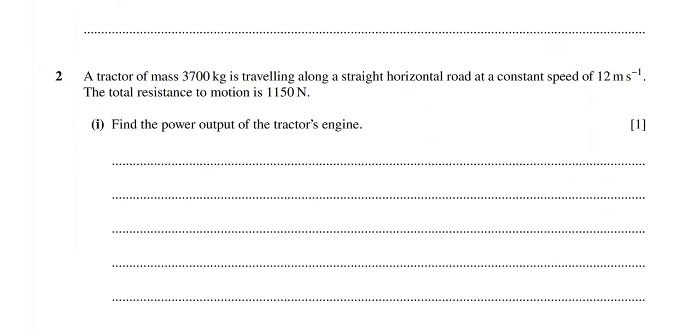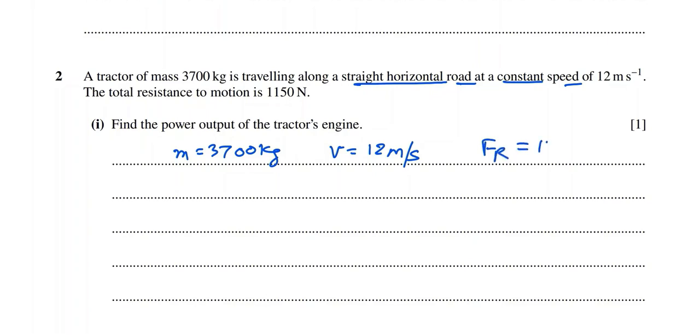Let's move on to the next question. A tractor of mass 3,700 kg is traveling along a straight horizontal road at a constant speed. So V is 12 meters per second. Constant speed means there is no acceleration. The total resistance to the motion, the resistive force, is 1150 newtons. Find the power input of the tractor's engine.